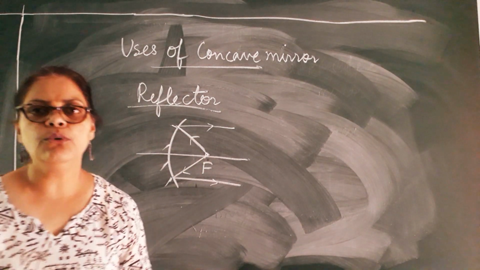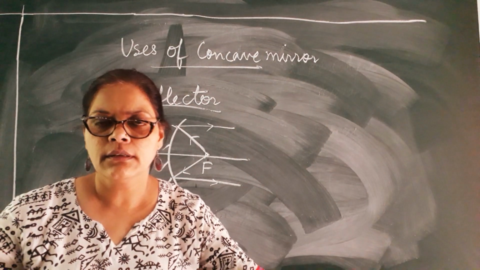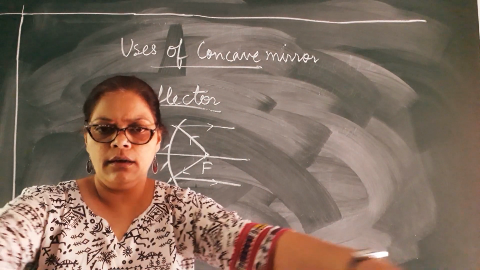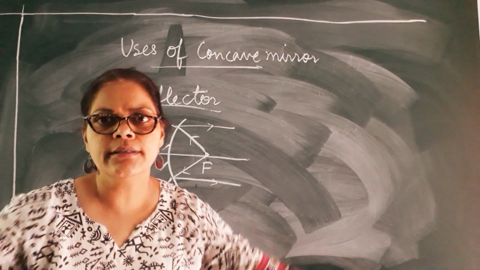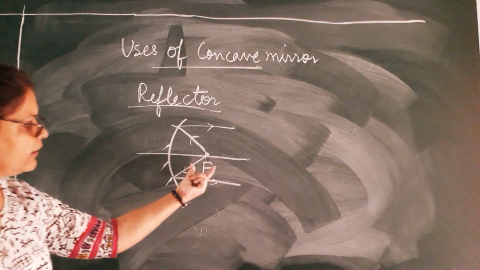So here, what is done in a reflector? A reflector can be used in car headlights. It could be used in big lighthouses to illuminate large areas. Okay. Now here you can see I have placed the source of light at F.